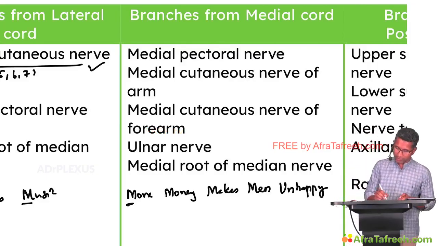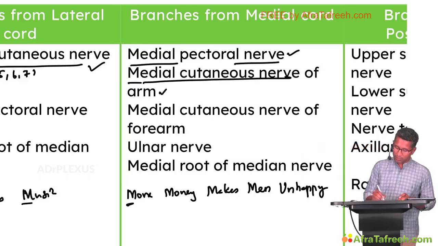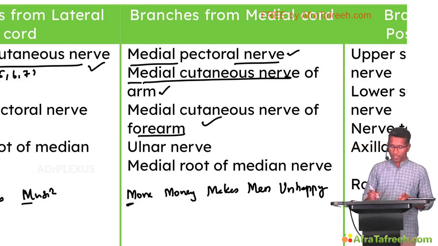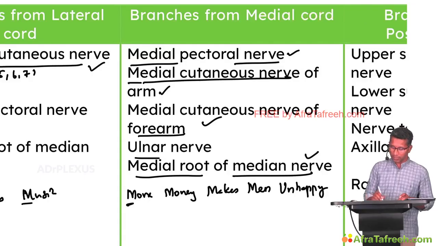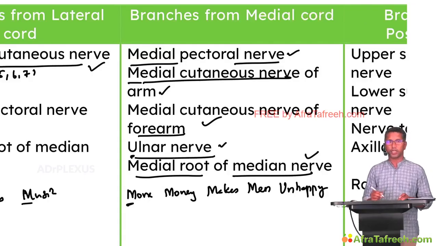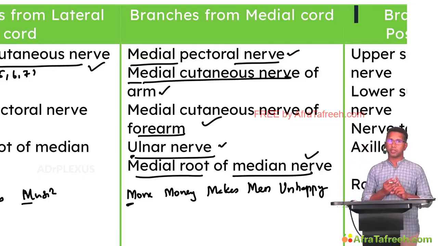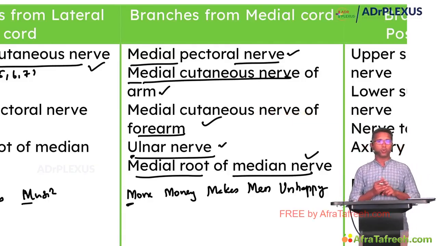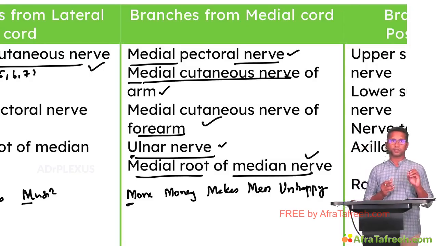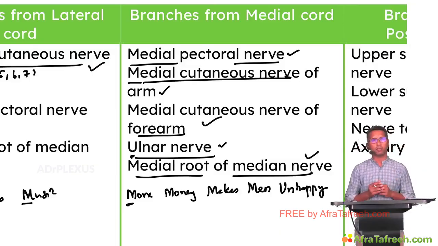The first M, let us consider, this is medial pectoral nerve. Next M stands for medial cutaneous nerve of the arm. The next M stands for medial cutaneous nerve of the forearm, and the next M stands for the medial root of the median nerve, and the last one is the ulnar nerve. U stands for ulnar nerve. So you got medial pectoral nerve, medial cutaneous nerve of the arm, medial cutaneous nerve of the forearm, medial root of the median nerve, and the ulnar nerve. So these are the 5 branches from the medial cord of the brachial plexus, guys.